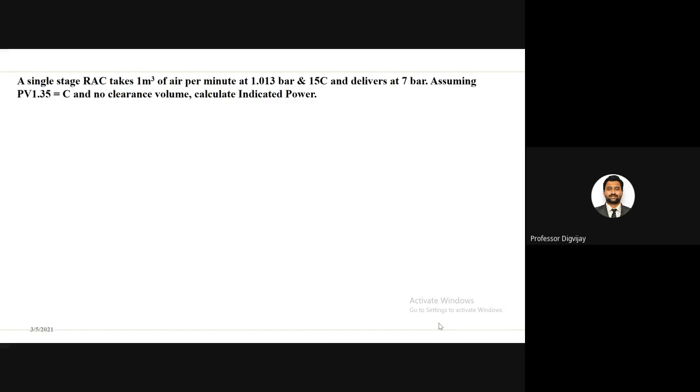Okay, so this is one problem I have typed from the textbook. It says that a single stage reciprocating air compressor takes 1 meter cube of air per minute at 1.013 bar and 15 degrees Celsius and delivers it at 7 bar. Assuming PV raised to 1.35 is equal to constant, so this is the law for this polytropic process, and no clearance volume, calculate the indicated power. Okay. So first I will write down the given data here. So given.